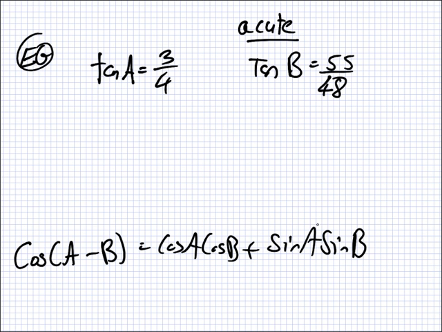But that's a little bit of a problem because we don't have cos A, we don't have cos B, we don't have sine A, we don't have sine B. We only have tan A and tan B. So, what could we do? Not quite sine over cos. So what we could do, yeah?